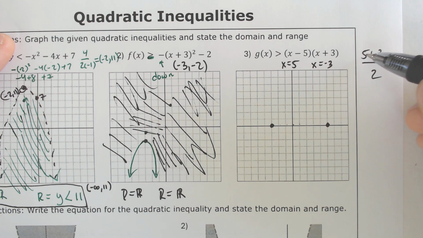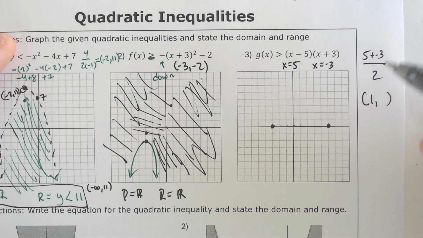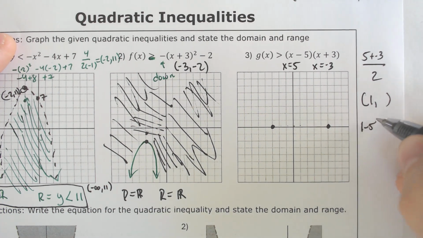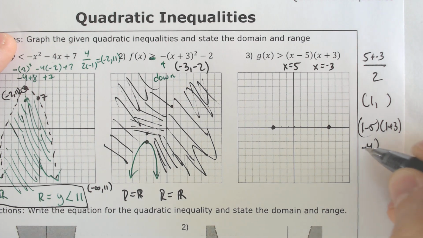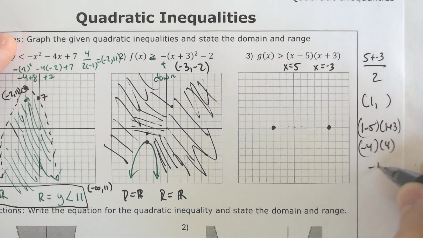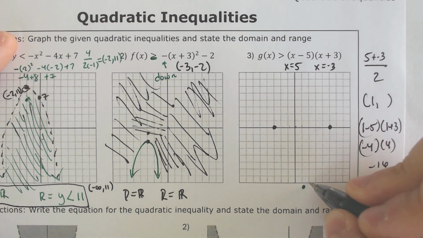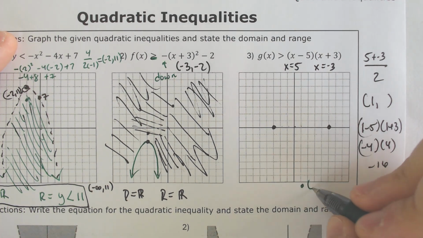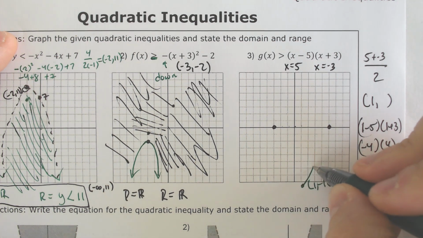And if we do that, you end up with 5 and -3. That's 2 divided by 2. You get an x value of the vertex of 1. If we plug in 1, you get 1 minus 5 times 1 plus 3. That ends up equaling -4 times +4, which is -16. Okay, so way down here at +1, -16 would be our vertex.